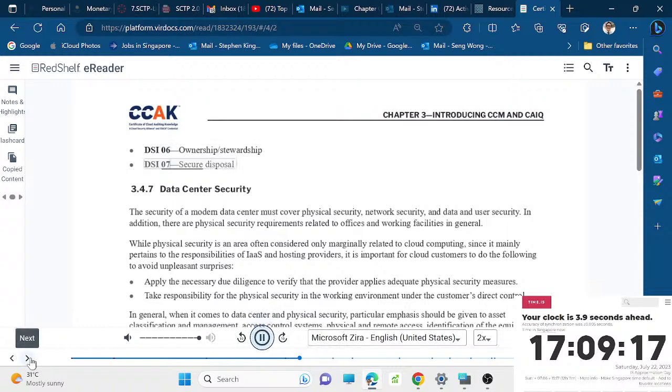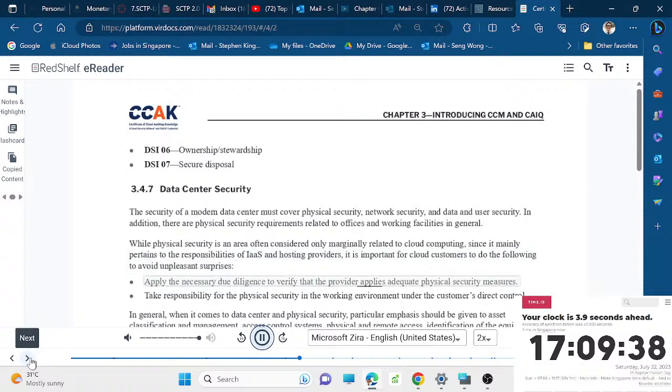DSI06 Ownership / Stewardship, DSI07 Secure Disposal. 3.4.7 Data Center Security. The security of a modern data center must cover physical security, network security, and data and user security. In addition, there are physical security requirements related to offices and working facilities in general. While physical security is an area often considered only marginally related to cloud computing, since it mainly pertains to the responsibilities of IaaS and hosting providers, it is important for cloud customers to do the following to avoid unpleasant surprises.